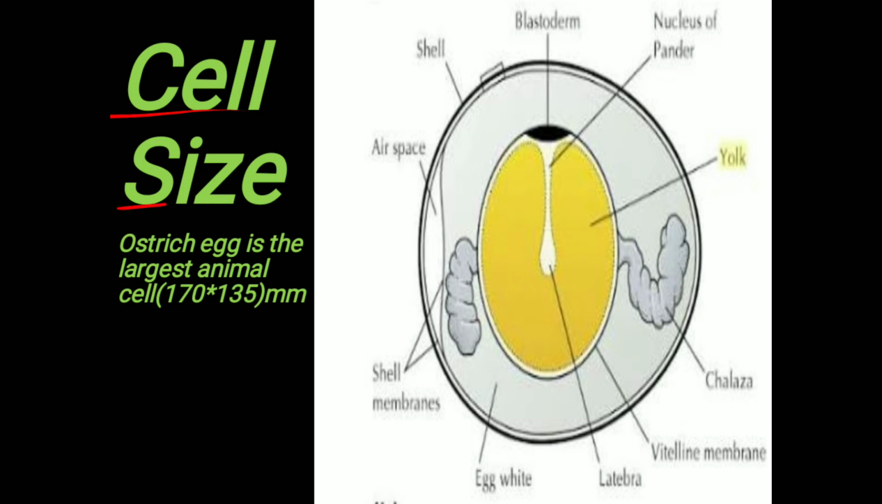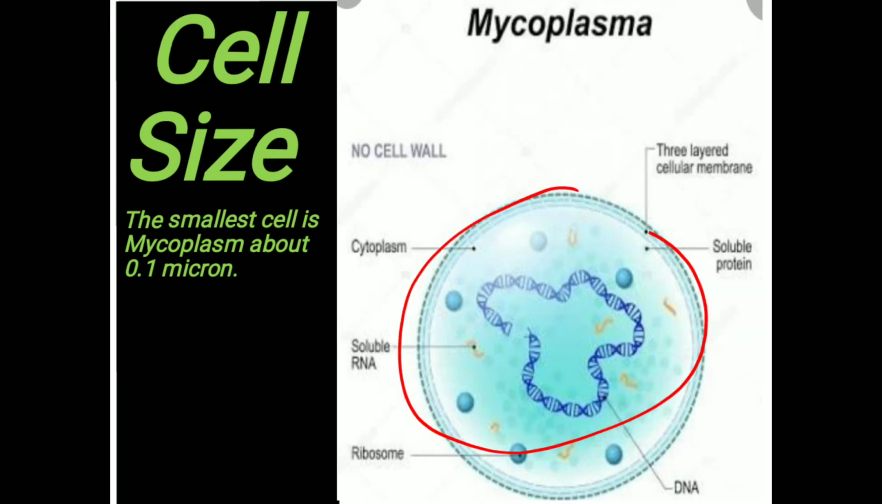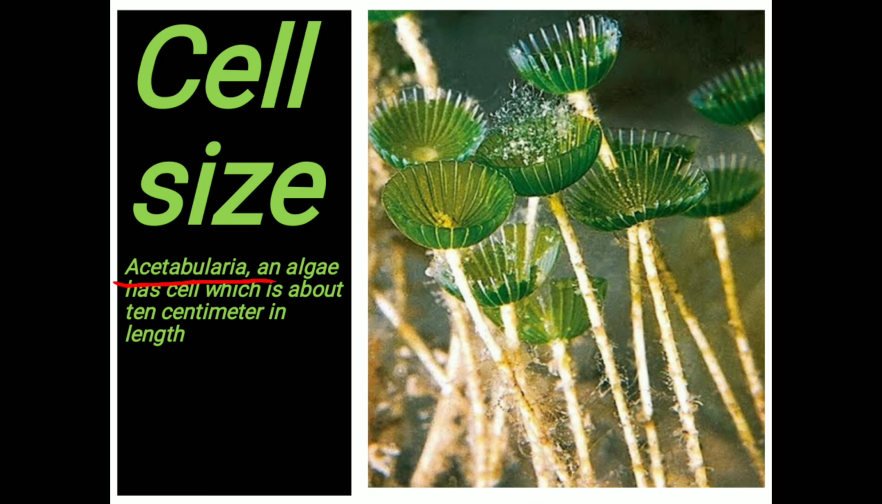Now, cell size. Cell size is also different in different organisms, such as the ostrich egg, which is the largest cell, about 170 into 135 millimeter. This is a mycoplasma. Mycoplasma is also a bacterium. It is the smallest cell, about 0.1 micron. Another organism is Acetabularia. It is an alga. It has a cell which is about 10 centimeter in length.